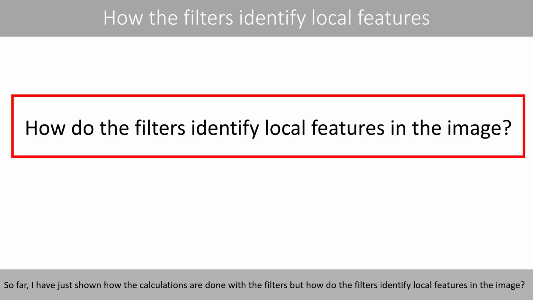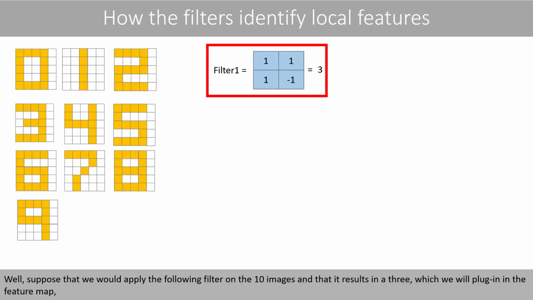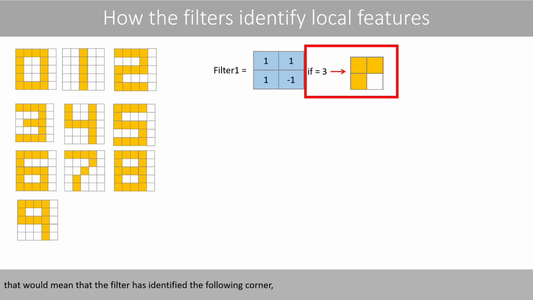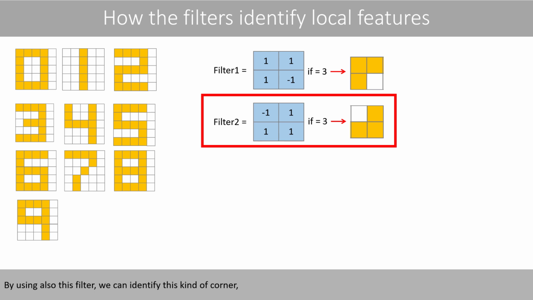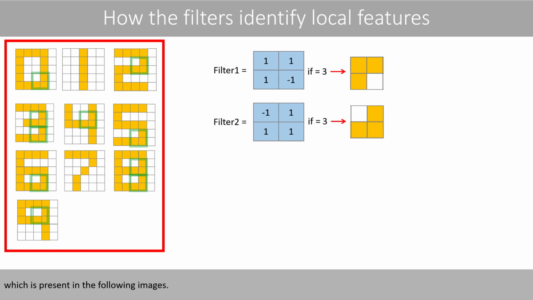So far, I have just shown how the calculations are done with the filters. But how do the filters identify local features in the image? Well, suppose that we would apply the following filter on the 10 images, and that it results in the 3, which we will plug in the feature map. That would mean that the filter has identified the following corner, which is present in the following images. By using also this filter, we can identify this kind of corner, which is present in the following images.